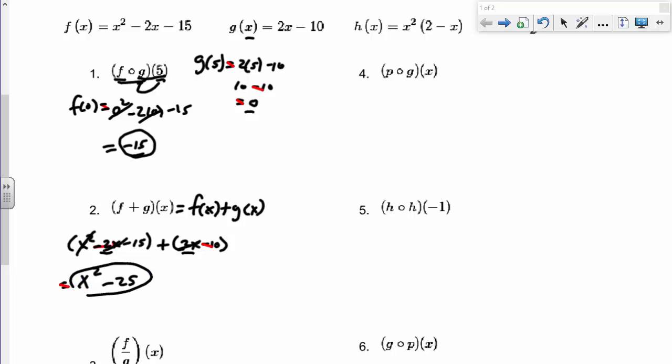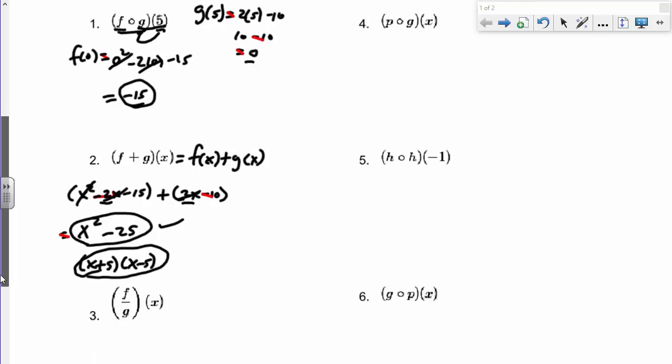Some of you actually went a step further and factored this. Wasn't necessary, but if you did, that's okay. This is a difference of squares, so you could say this is x plus 5 times x minus 5, and that would have been okay as well. It's the same thing, same answer. Alright, number 3 here.